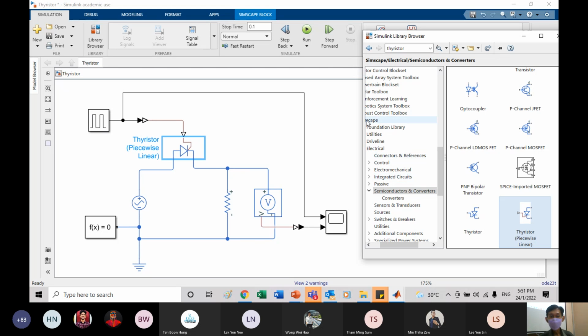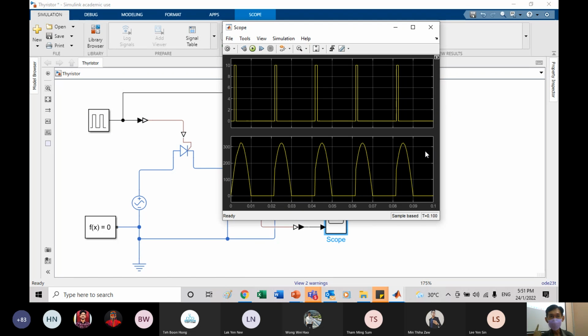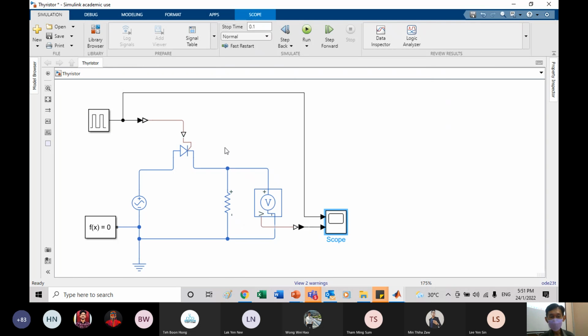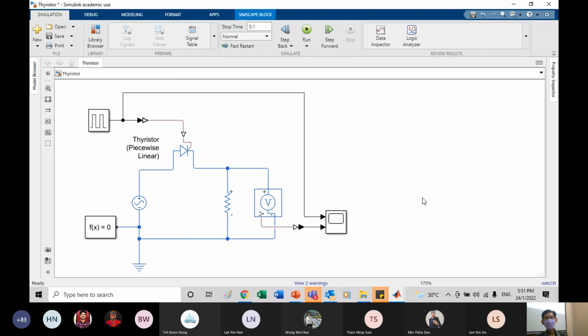You got a sine wave. Then it's wrong lah. You shouldn't get a sine wave. If you get this thing, you should get something like that. Now you have to make sure, is this one correct? Is it Thyristor piecewise linear? Maybe I need to put the name there so that you can see. Format, show plot name on. Thyristor piecewise linear.